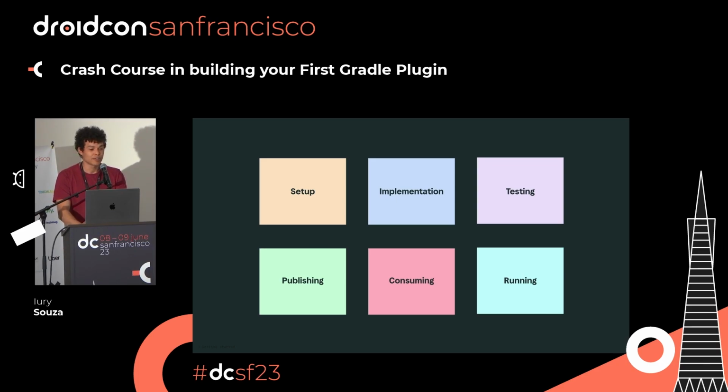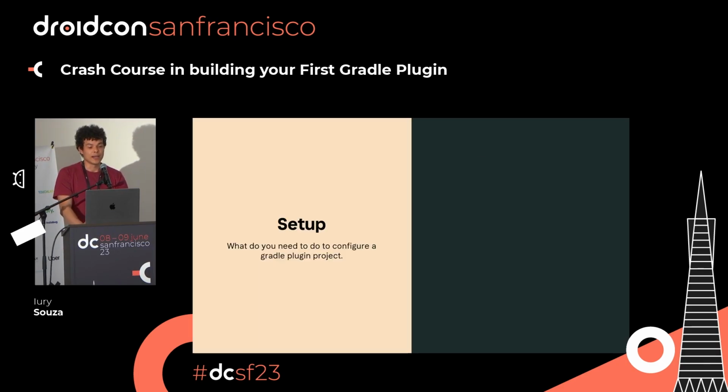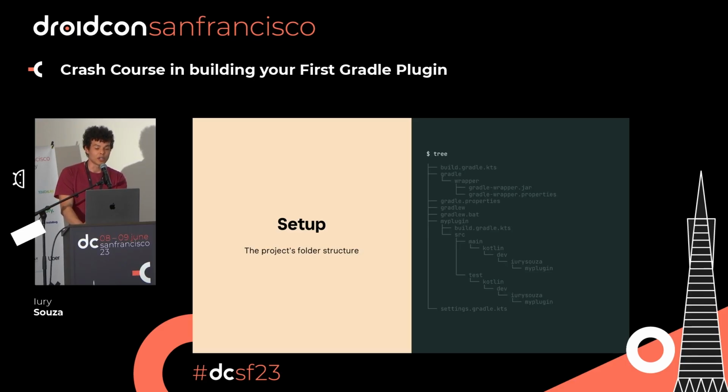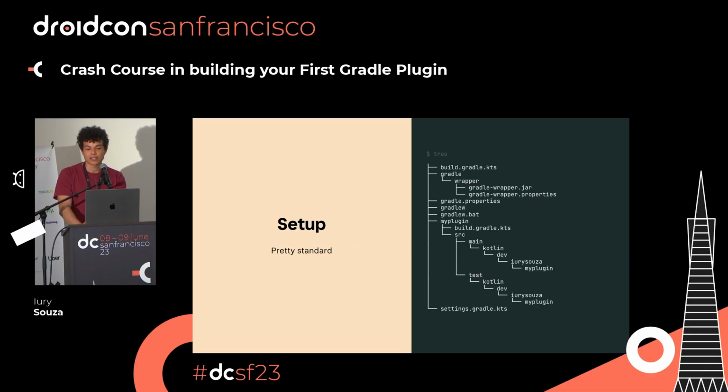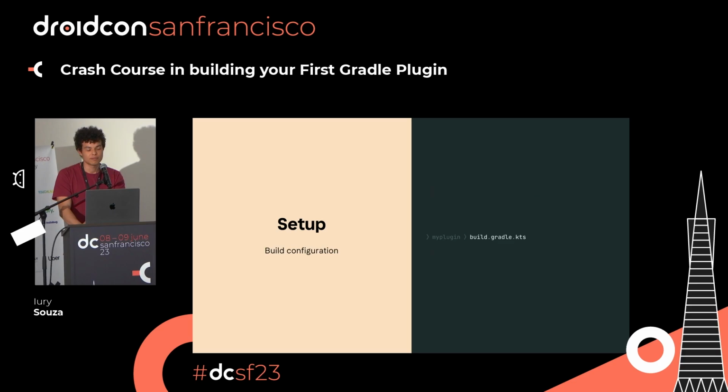So first of all, setup, right? This is what you need to do to configure a Gradle plugin on your project. So you understand, if you type in tree on the command line, a Gradle plugin project will look kind of like this. And if you take a look at it, this is kind of the same as an Android application, right? Nothing that different there.